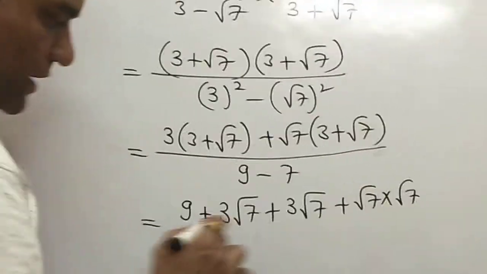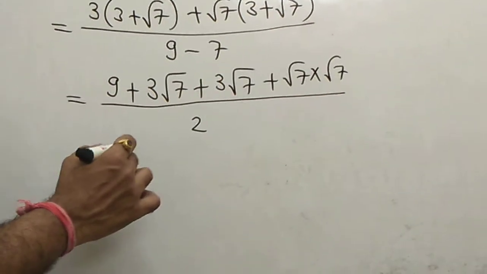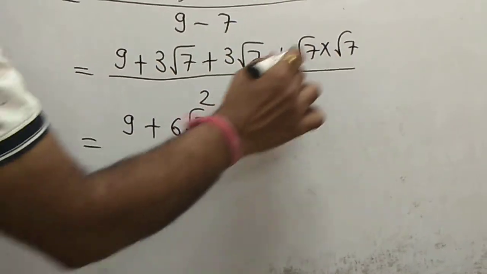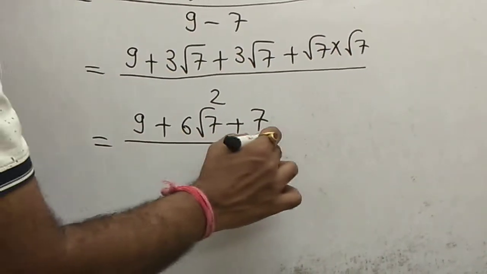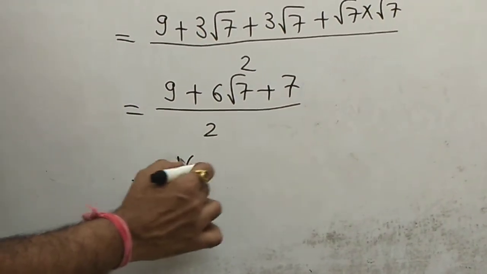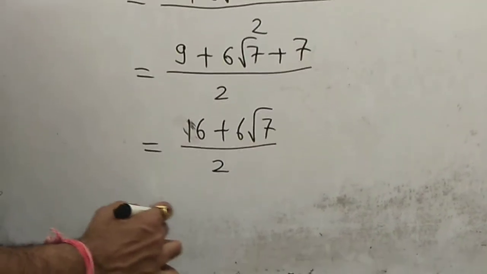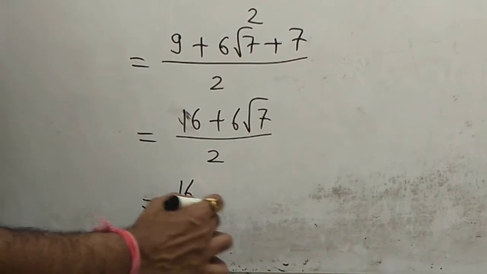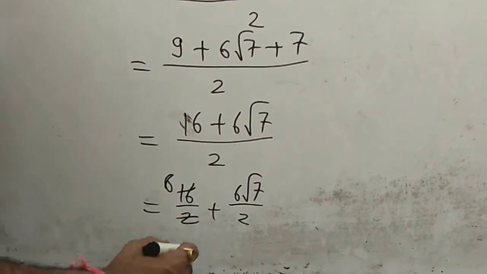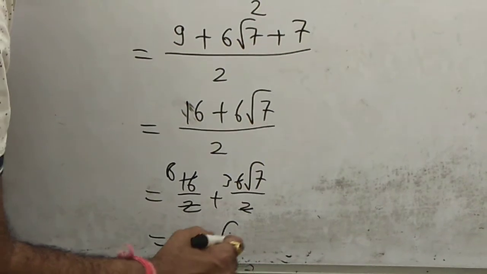The denominator is 2, so the number is 9, and 3 plus 3 is 6 root 7, and root 7 times root 7 is 7, and you put 2 as it is. So 9 plus 7 is 16, plus 6 root 7 by 2. You take 2 separately: 16 by 2, 6 root 7 by 2. So 2 adds up, you have 8, and here 3 root 7.